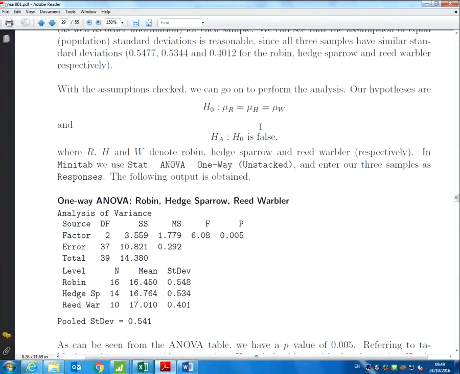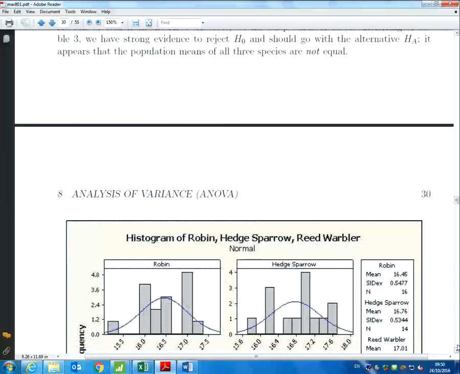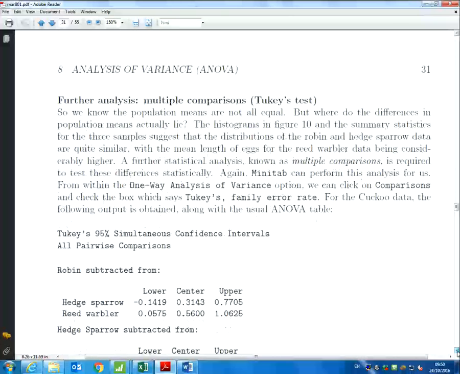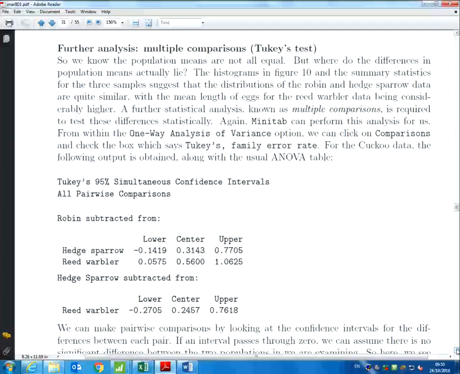A low p-value indicates that you should, what should you do? Reject the null. What's the null? The means are all the same. We're rejecting that, we're saying the means are different. But, which ones are different? Are they all different? Or is it just a couple of them? So, you always follow up an ANOVA by doing multiple comparisons. So in your notes, you've got this information on page 31, multiple comparisons.